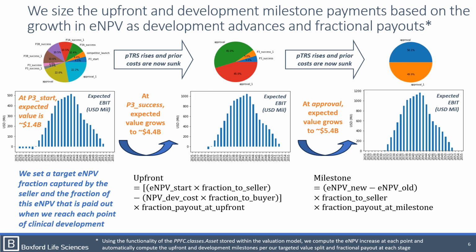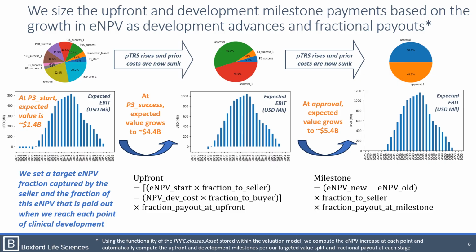We're going to see how much value we expect is created by the asset under the terms of the deal, and what fraction of that should go to the seller. We subtract the net present value of the development costs that the buyer assumes, and then we pay out a certain fraction of that as the upfront payment.